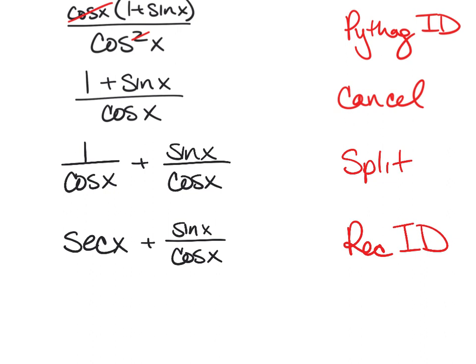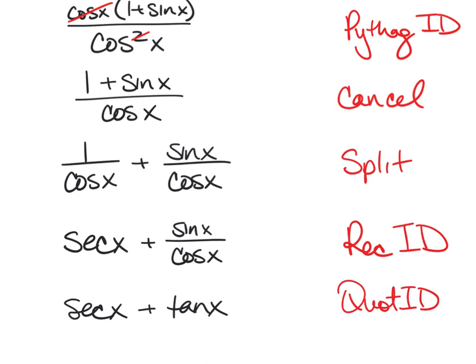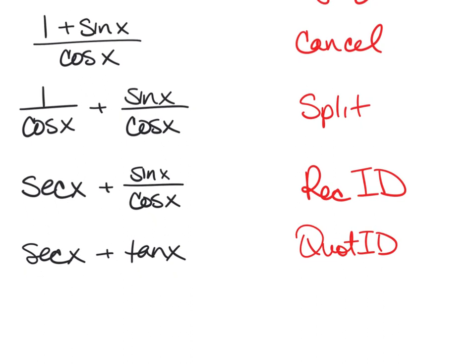And we're almost there. What's the last thing? The quotient identity allows me to change the second fraction to tangent. And once they match the goal, and you've given me the last reason, you get the little box that says the end. QED.